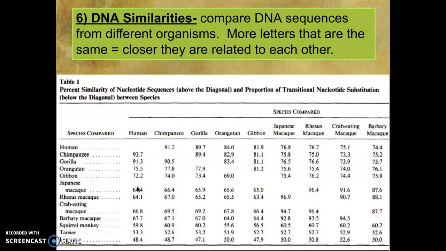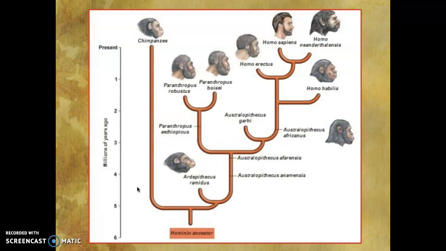DNA similarities is another one. We can compare DNA just like you did in your hemoglobin blast. If organisms have more similar DNA, they are evolutionarily more closely related to each other. So we can look at relationships that come along with this, and you can see us compared to many different types of organisms. Obviously, the less we have in common with each other means that, again, we are not as related.